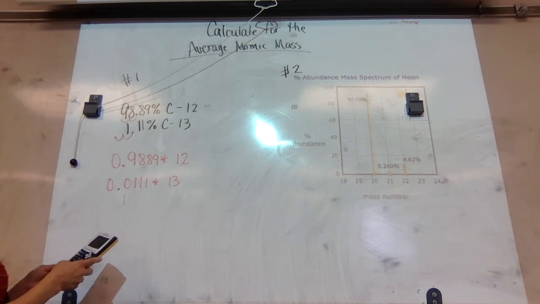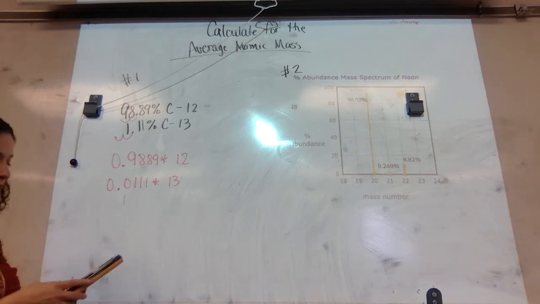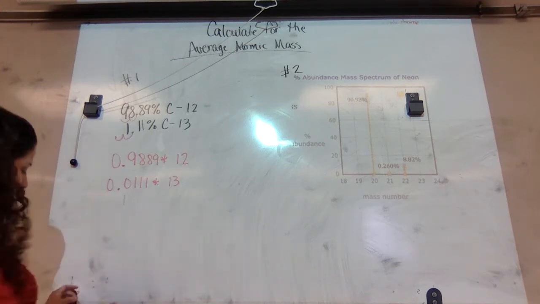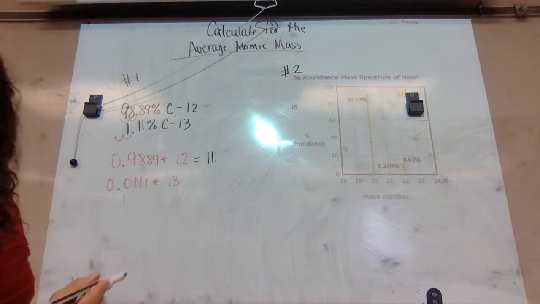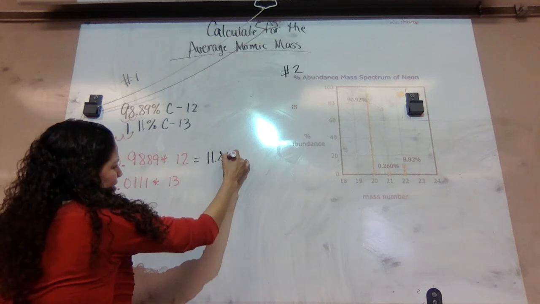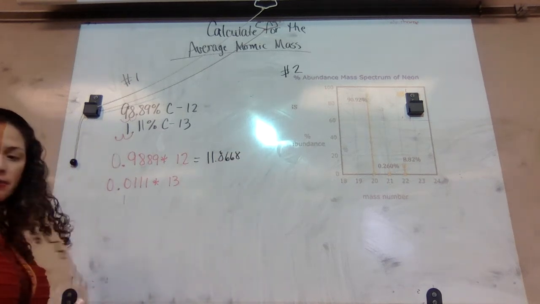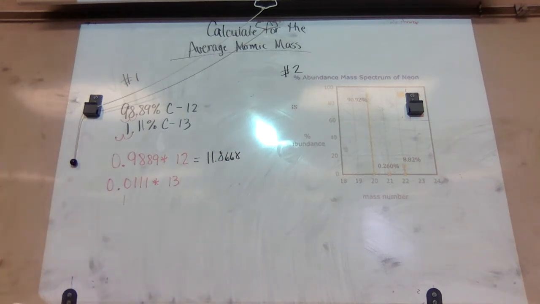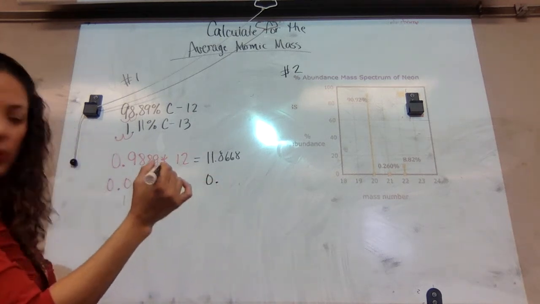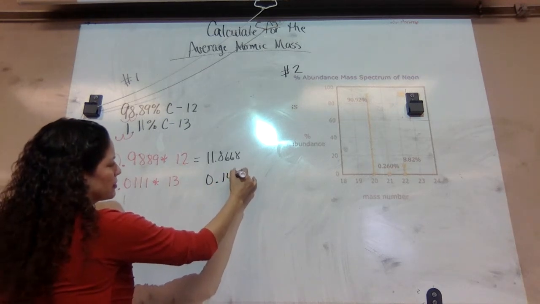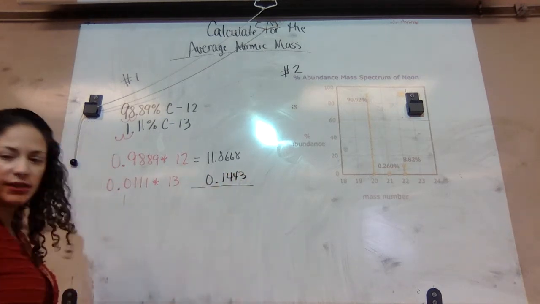Put in 0.9889 times 12. That's going to give you 11.8668. Do the same thing over here for the 13. 0.0111 times 13. That will give you 0.1443. You're going to add them all together.